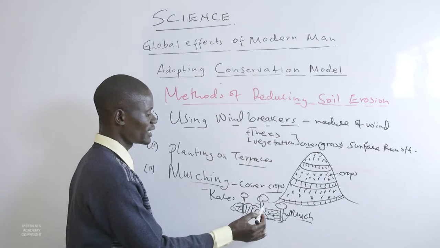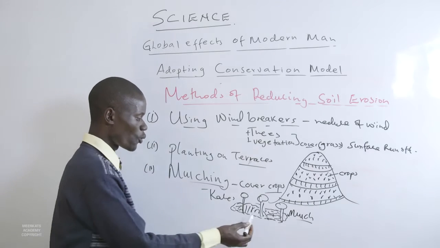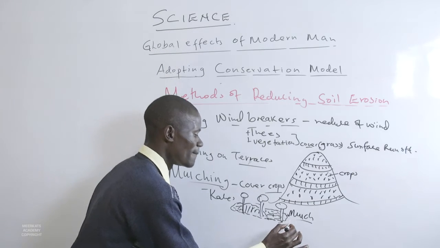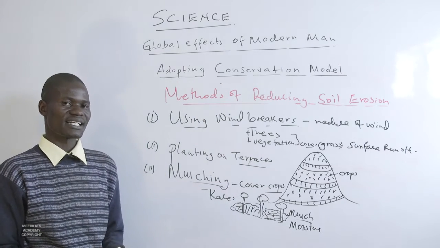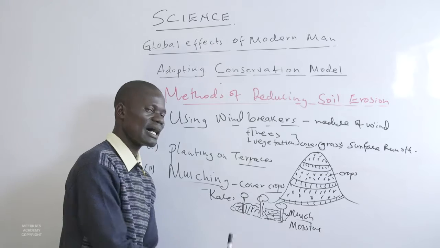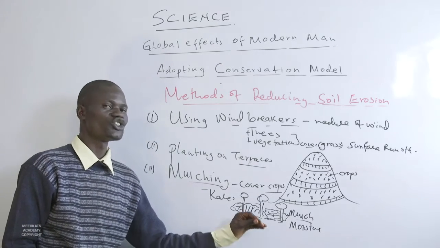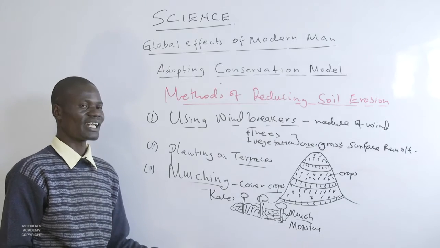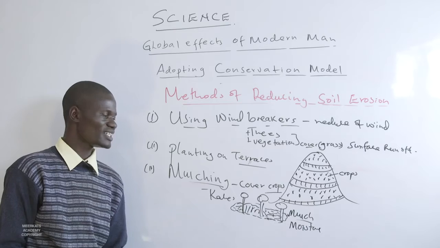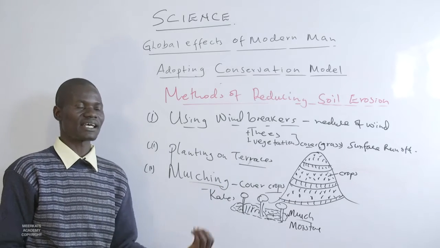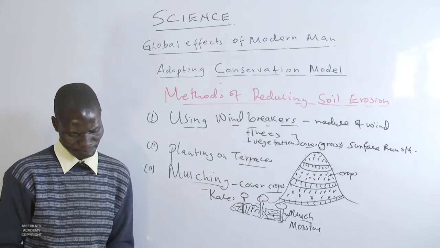When you mulch the soil, you are only allowing the kales to be exposed to sun rays, while the mulch itself maintains the soil moisture. The soil moisture is maintained. At the same time, this mulch, if it is organic mulch, is going to decompose and add nutrients to the soil. In that manner, you have reduced soil erosion, you have preserved what you call soil structure, and the soil is able to produce its yields without interference.